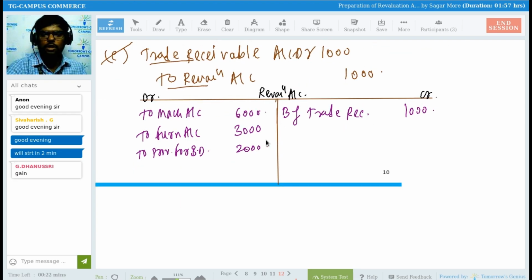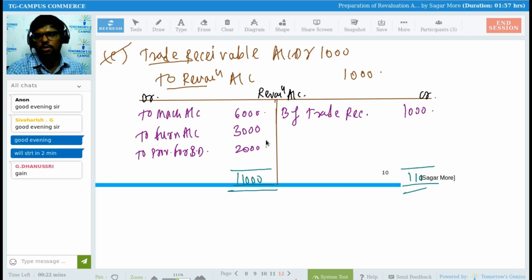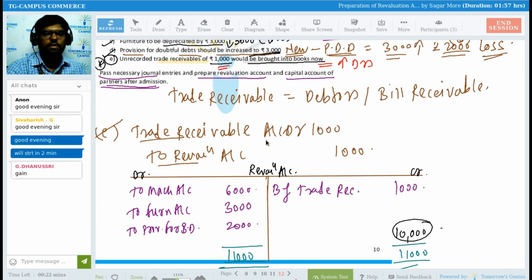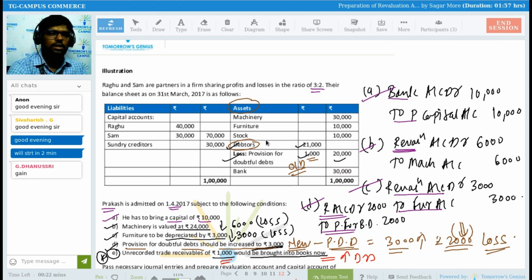After that, what do we have to do? We have to close this account. Which side is more? Debit side is more. 6 plus 3 plus 2 is 11, so 11,000 minus 1,000 is 10,000. So this 10,000, do we have to distribute it to all partners or only old partners? Absolutely right. Always old partners.